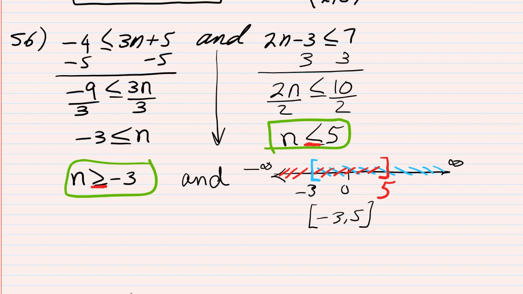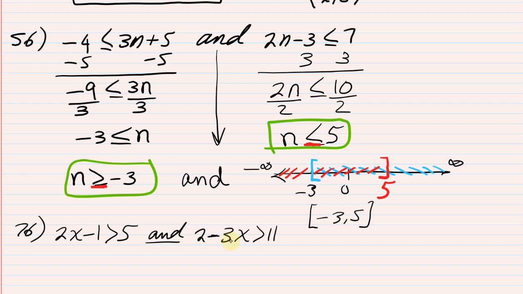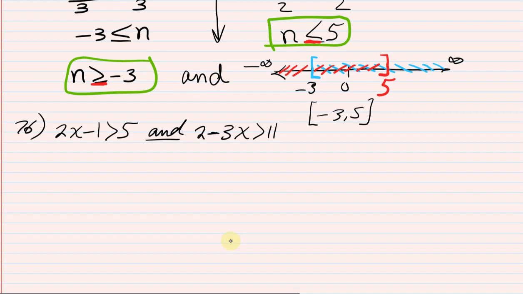Let's take a look at another one. This time I'm going to take a look at number, let's go all the way to 76. In number 76, the expression is 2x minus 1 greater than 5 and 2 minus 3x is greater than 11. Okay, and we want to solve this inequality.